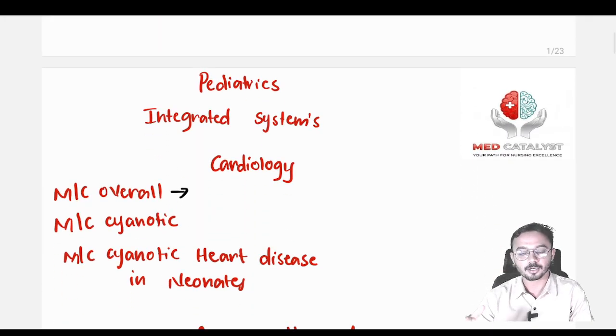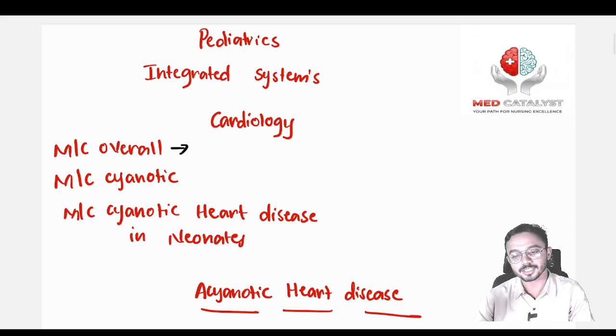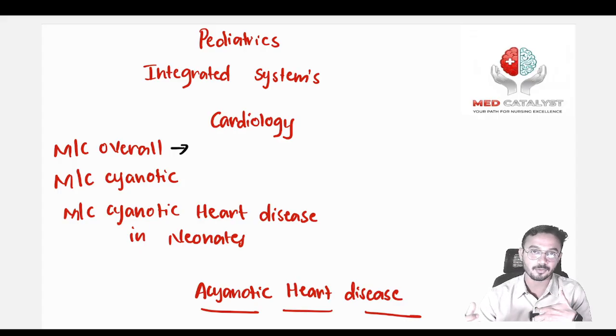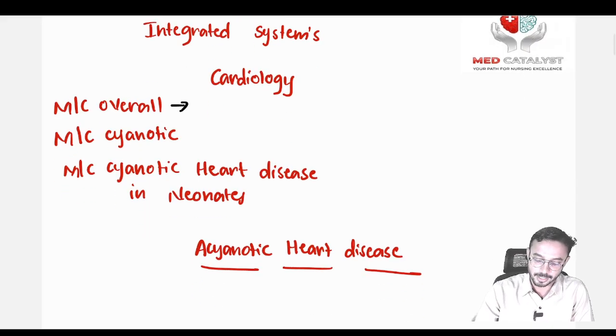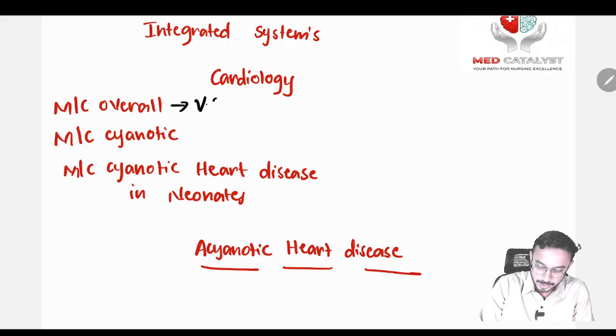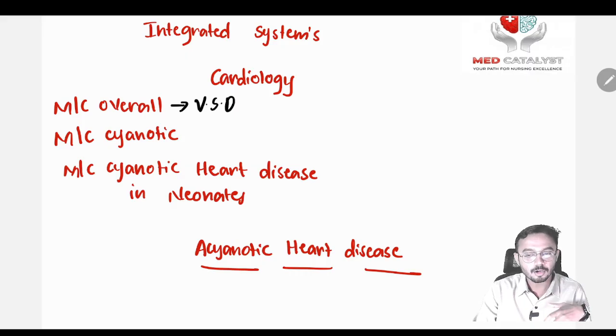In pediatric cardiology, most students find this concept tough to understand, so I will teach it in a very simplified manner, which will be helpful for your exams. Let's move on to the cardiology discussion. Which is the overall most common heart disease? Acyanotic heart disease. And within that, the most common is VSD, ventricular septal defect. This is the overall most common heart disease.